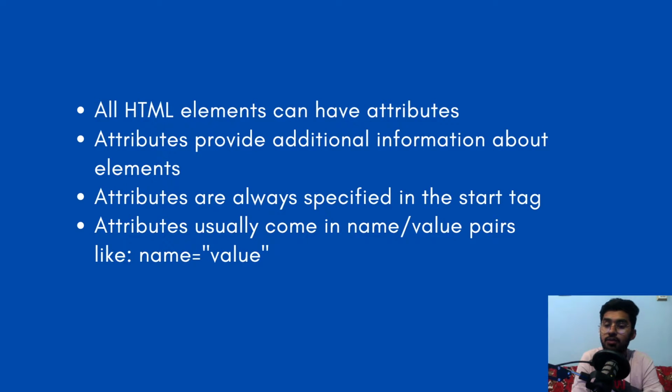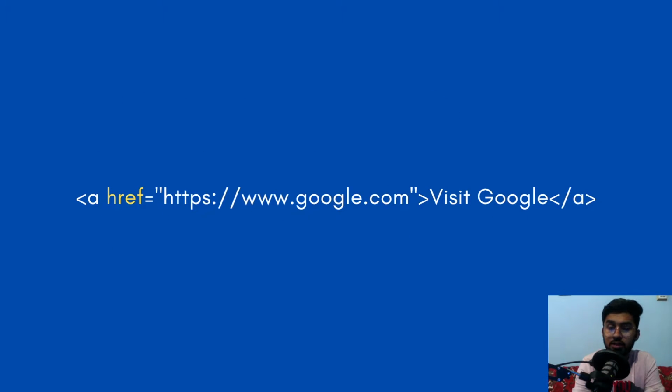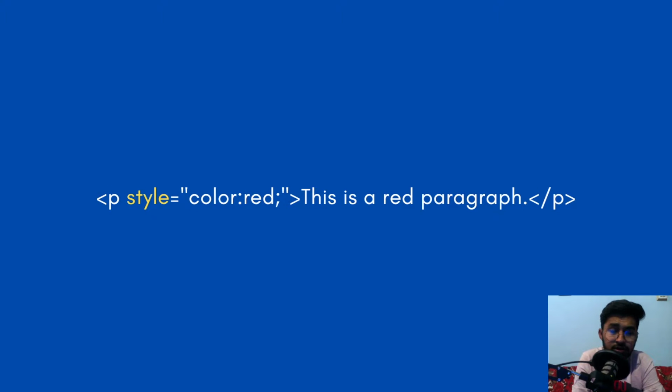Attributes are always specified in a start tag. Attributes usually come in a name value pair, just like name and its value. Here are some examples of attributes. This is an A tag, which is for HTML links, and href is an attribute of the A tag. In the second example, we have the paragraph element, and in the paragraph element we have the attribute which is the style, and it does have its value. This is also an example of attributes.